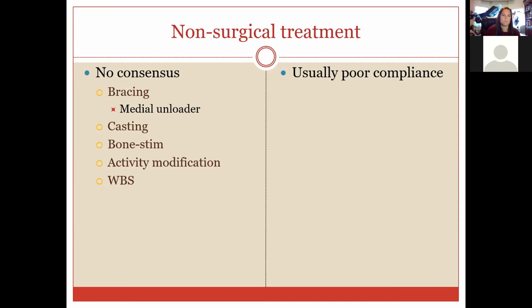Not a lot of evidence for bone stimulators. I will tend to make these kids non-weight bearing, especially if their mechanical symptoms are pretty bad and they've got recurrent effusions. I'm just going to get their weight off of it. If they're a compliant kid, I don't need to put them in any special brace or anything. And then definitely getting them out of sports.